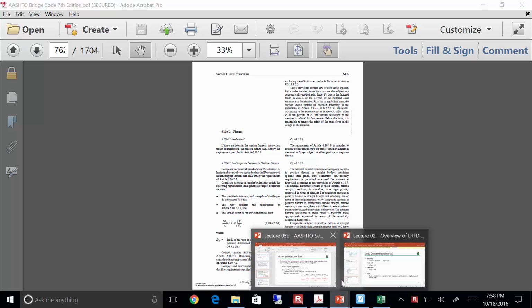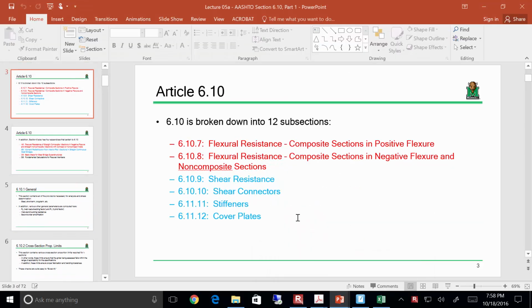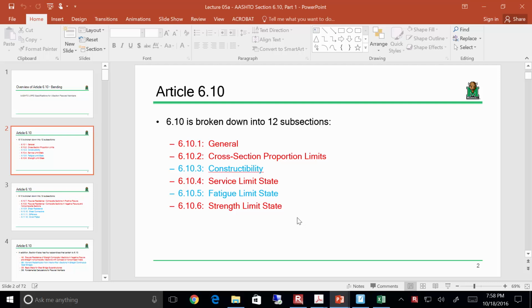If you recall, what we were going to try and do was start to tackle some of these limit state checks, and we've done cross-section proportion limits, and we've done the surface limit state, and then now comes the strength limit state. Now, I'm not going to lie, this is going to be a very involved check for a number of reasons. The strength limit state check for the positive bending region is going to be very simple, and we're going to do that tonight.